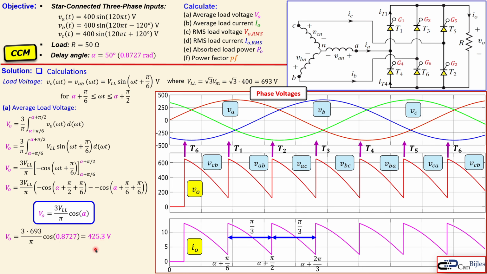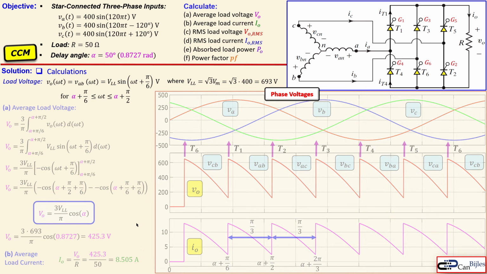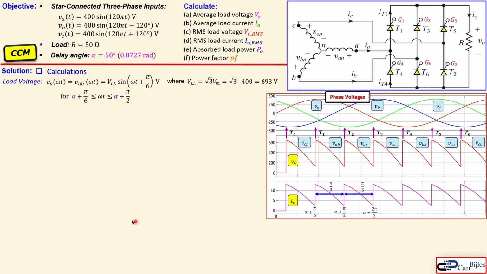Now we know our alpha, so we can substitute here the value, and that will result in 425.3 volts. Okay, now we know that A, we can now calculate B using again Ohm's law, which is straightforward. So you divide by the resistor, 50 ohms in this case, that will result in 8.505 amps. Okay, now getting to the next job, which is our RMS load voltage, which is more work. So that is the next one.